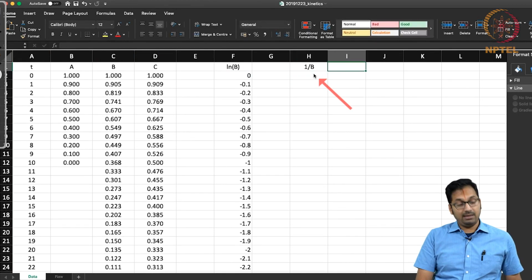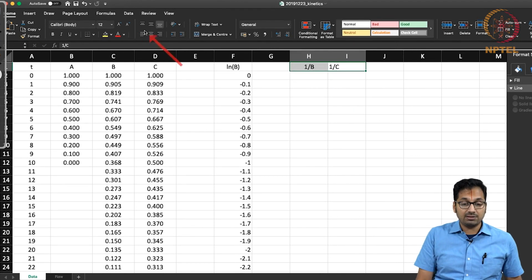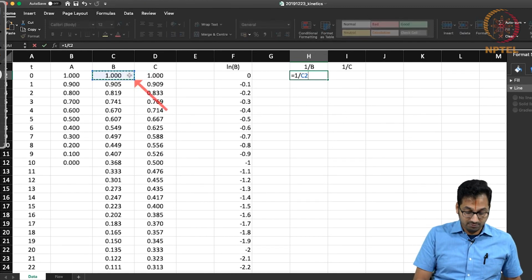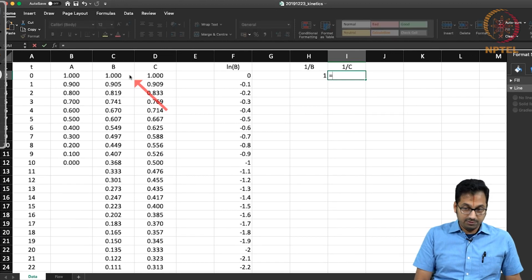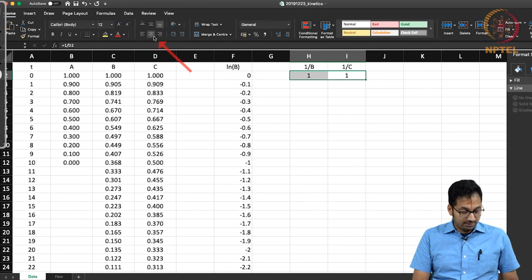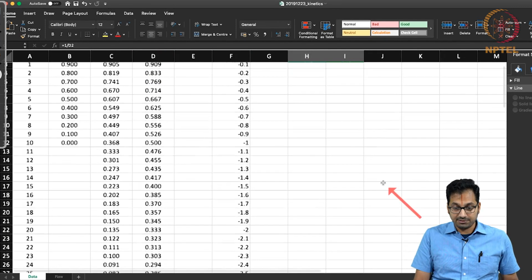We know for a fact that B is a first order reaction. So if you are plotting 1 over B, it's not going to result in a straight line, but we will do this just for the sake of understanding what we are trying to do. So similarly, you do 1 over C. We are not using the dollar sign anywhere here, just to make sure that all the cells indeed do get changed.